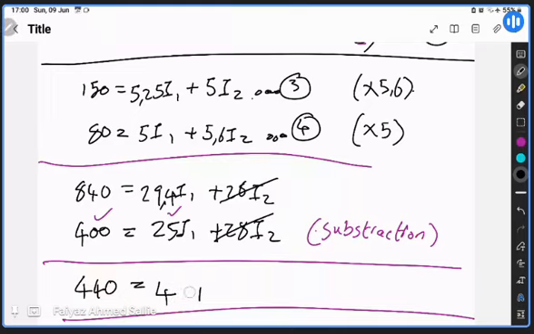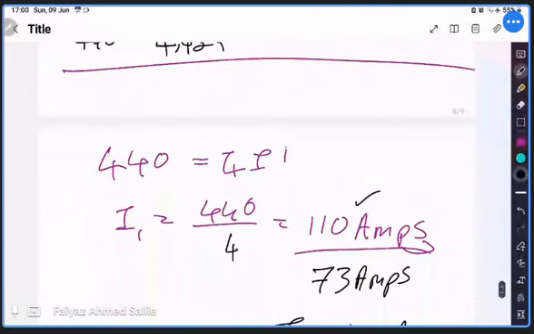So okay, they got 4.4 for I1. 4.4, okay, it makes sense. And now we have 100. So 440 divided by 4.4, and we have 100 amps.